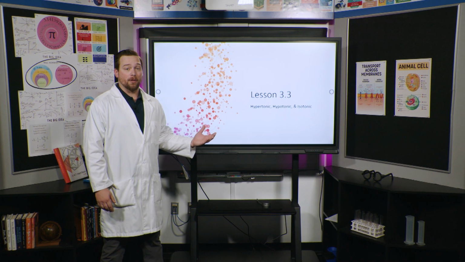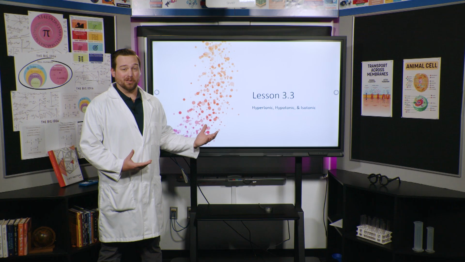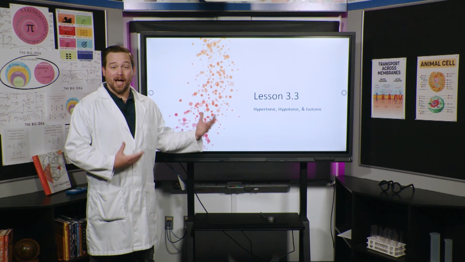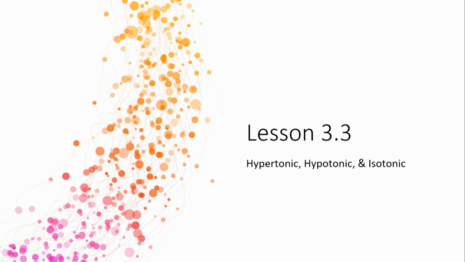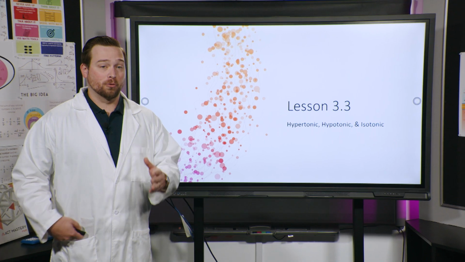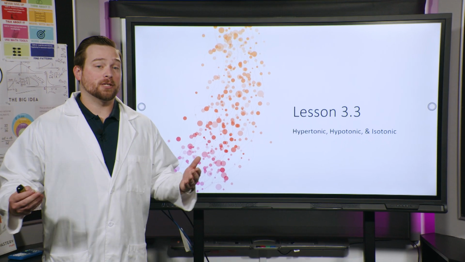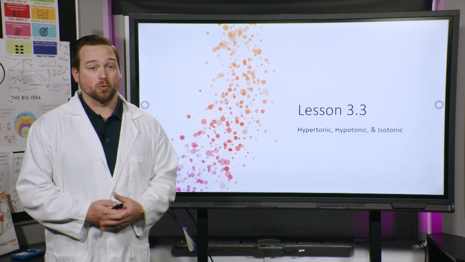So I just wanted to point out these three words because this is what we're really focused on. These three words, hypertonic, hypotonic, and isotonic, are three very important vocabulary words that we're going to be using a lot today and are very important for your understanding of biology. So let's go ahead and hop into it and figure out what these words even mean.